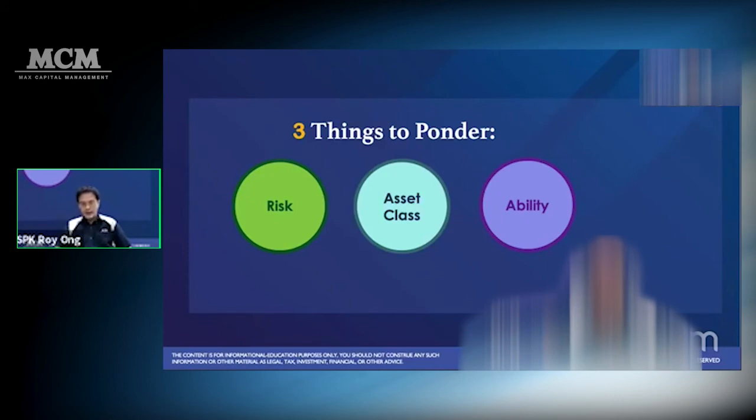The second thing is the asset class. What kind of asset are you investing in? You are investing in bonds, properties, or maybe fixed deposits, or maybe equity. All of these will also determine whether you want to diversify or not.